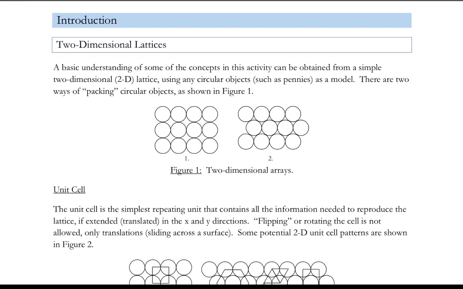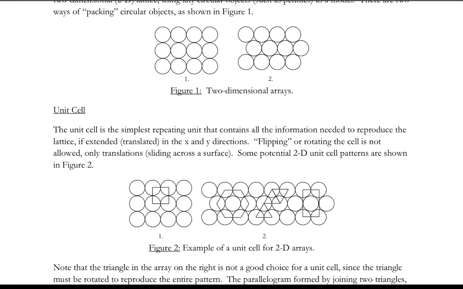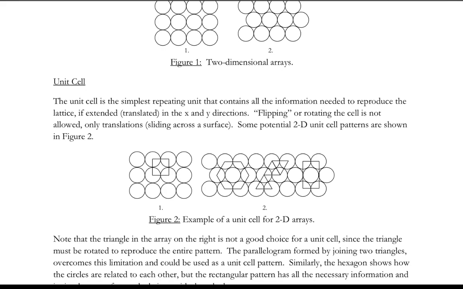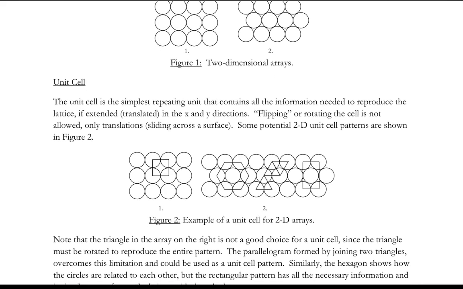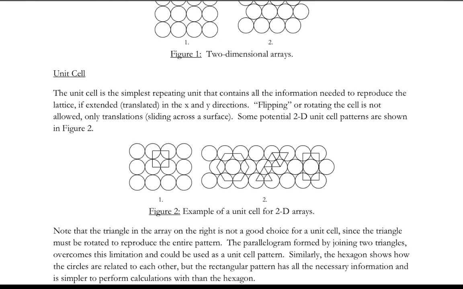So the unit cell is the simplest repeating unit that contains all the information to reproduce the lattice if extended in the x and y directions. So we see that for the first lattice, number 1 there, a good unit cell is to use that box that's shown. A good unit cell to use for the array number 2 is the rectangular box that contains 4 corners plus the middle penny.